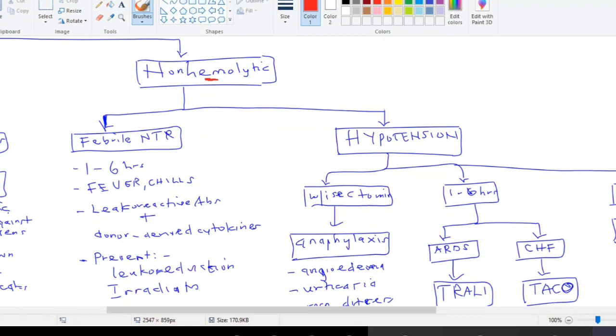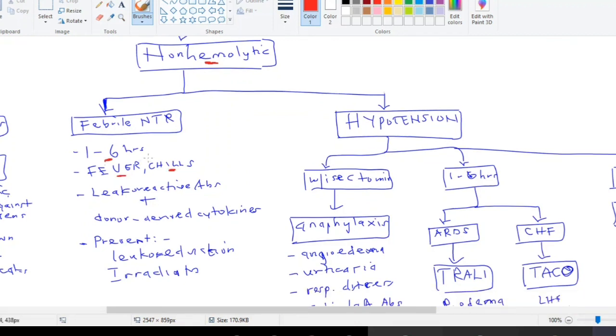right? Within 1 to 6 hours of transfusion. The transfusion here may be just white blood cell transfusion, it may be just red blood cell transfusion, or it may be just platelets transfusion, right? And that will be febrile. We call this febrile non-hemolytic transfusion reaction. They have fever and chills, like acute hemolytic transfusion reaction, but there's no hemolysis, right? So that's going to be febrile non-hemolytic transfusion reaction within 1 to 6 hours of transfusion.